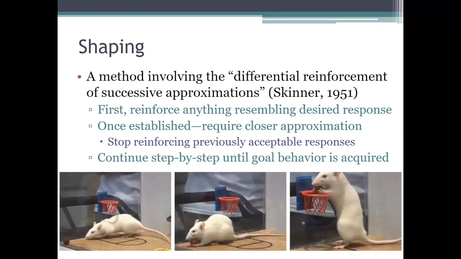You keep requiring it to get closer and closer to the goal behavior, closer and closer to the target behavior that you're actually trying to train, until finally the rat is actually doing what you set out for it to do. It's actually dunking the basketball. So again, this technique that I'm describing here is called shaping. We call this process shaping because you're basically shaping the animal's behavior. You're sort of molding it like clay almost by using reinforcers to guide the behavior in the direction that you want it to go in.